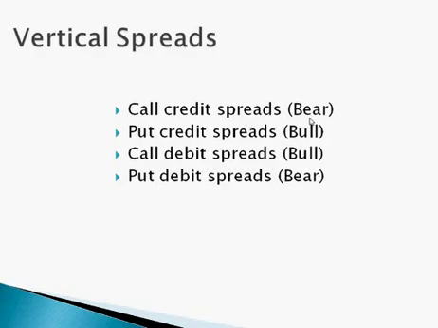So there are four spreads. The first one is a call credit spread. This is a bearish position; you're going to get it if you think the underlying stock is going to go down. And then the put credit spread: you're going to buy it if you are bullish, if you're seeing the stock go up.